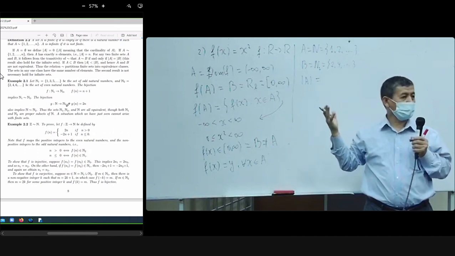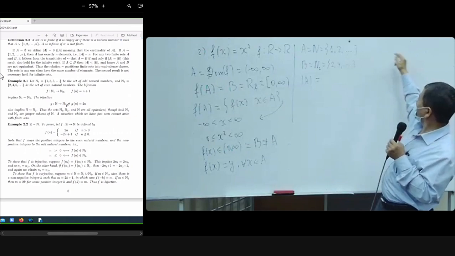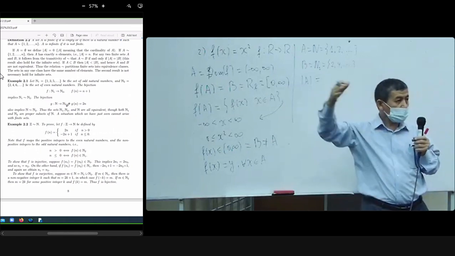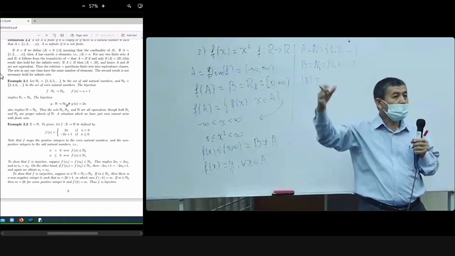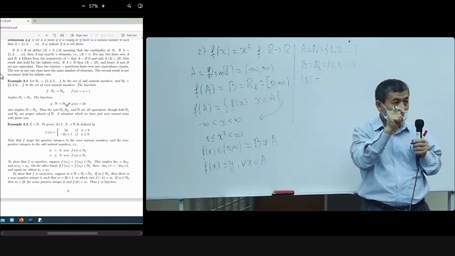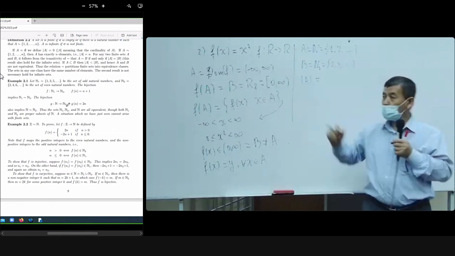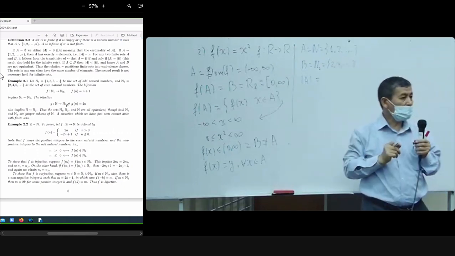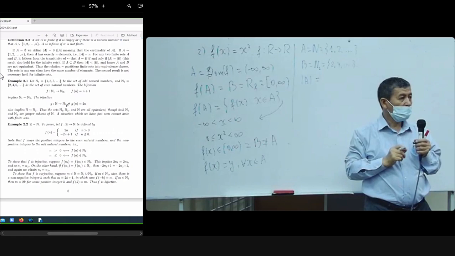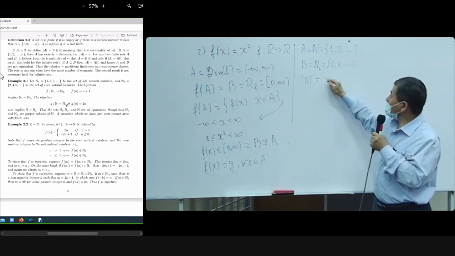Please count properly. 1, 2, 3, 4. I'm counting. So how many cardinal numbers? Cardinal number is a number of the sets. So how many elements? Infinite. Correct. So this one is infinite.